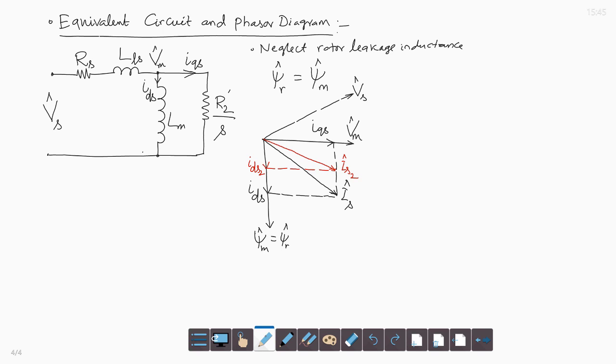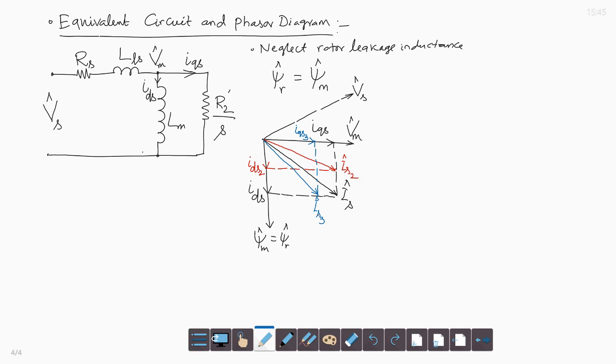Keeping the flux component of the current, the torque component of the current is reduced to IQS 3, keeping the flux component of the current constant, then the new value of the stator current is IS 3 as shown here.